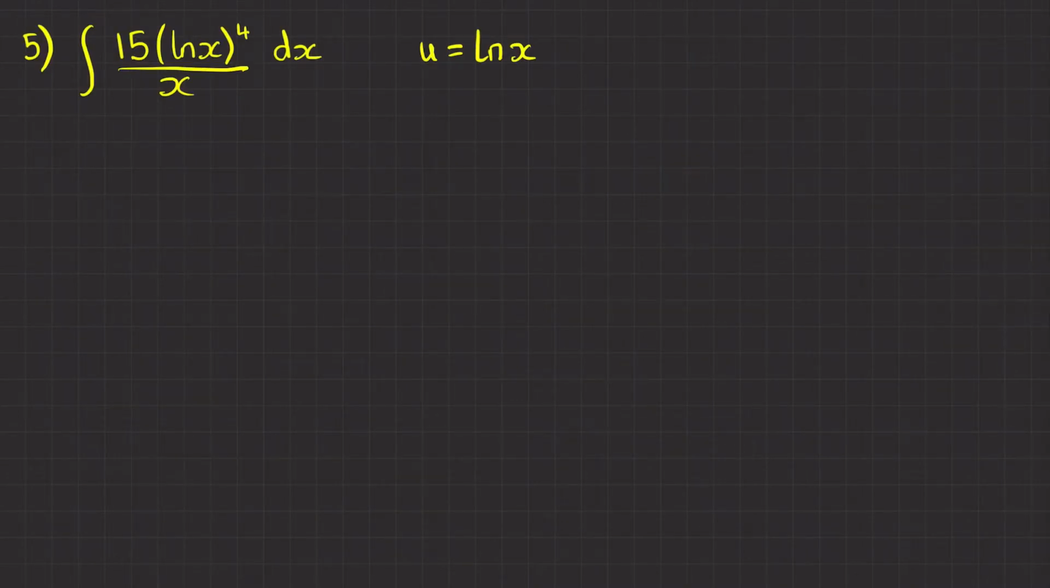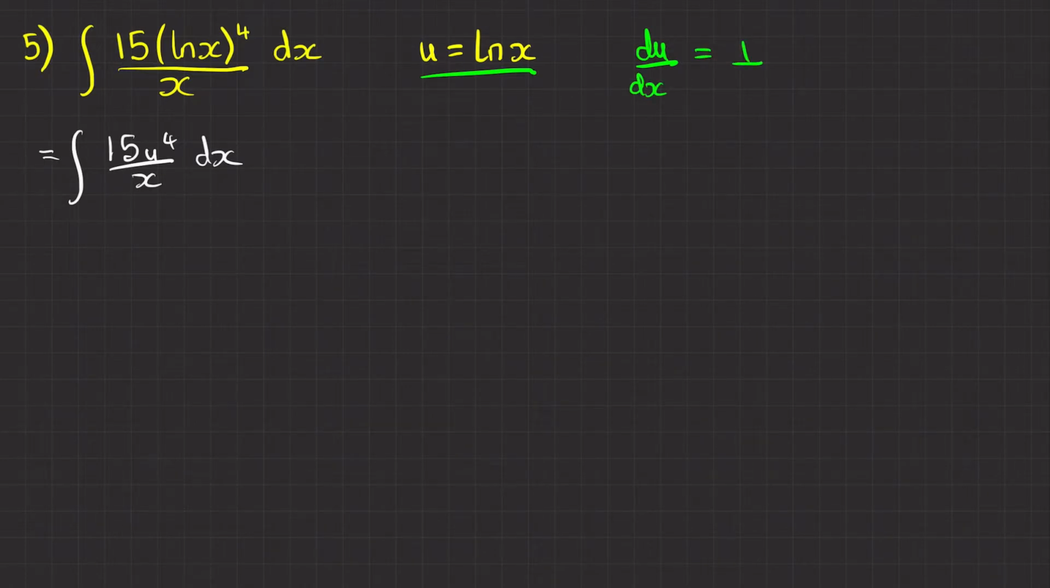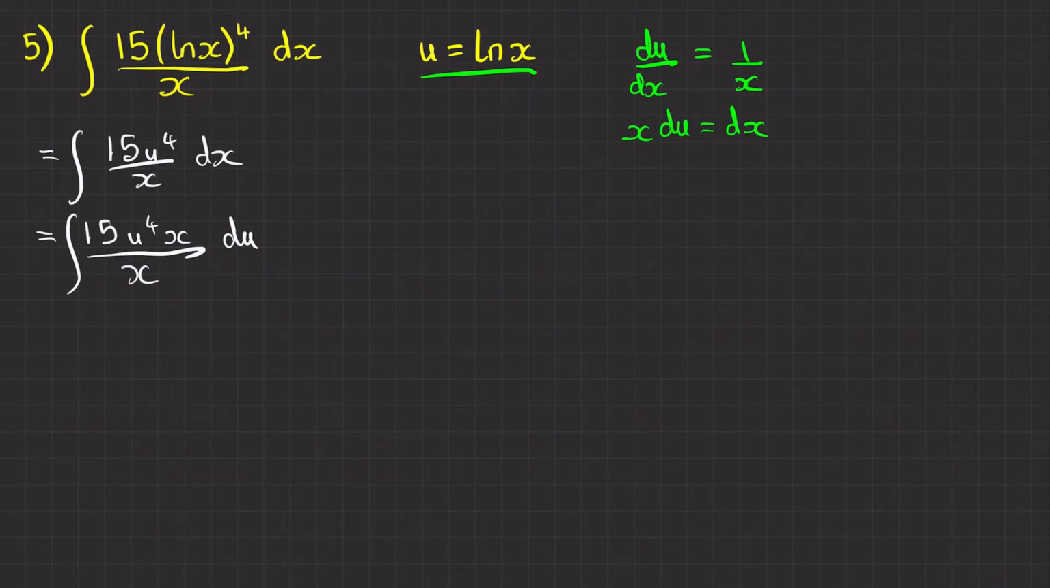Question 5, we've got the integral of 15u to the 4 over x dx. We need to differentiate this now, so we'll have du over dx, which equals 1 over x. Rearrange this, and we'll have x du equals dx. Substitute that in, so we'll have equals the integral of 15 u to the 4 x over x with respect to u. The x and x cancel out now, so we'll be left with the integral of 15 u to the 4 du.